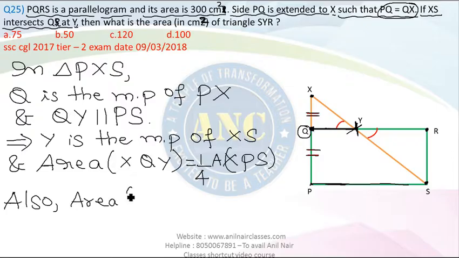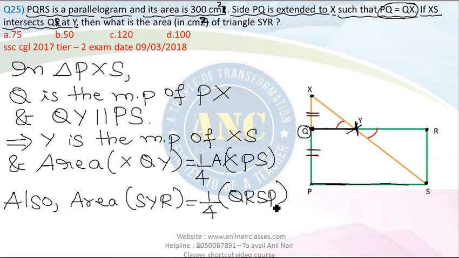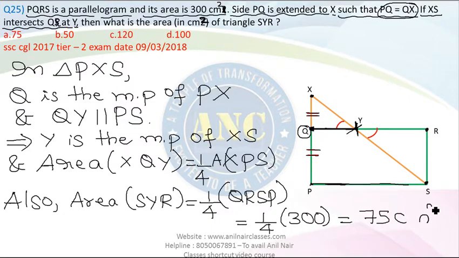And I can also say that area of triangle SYR, that is something which they are asking, now becomes 1/4 of the area of quadrilateral PQRS. We know that the area of quadrilateral PQRS is 300. What is 1/4 of 300? 1/4 of 300 is 75. The answer for this question is 75 centimeter square, which is nothing but option A.